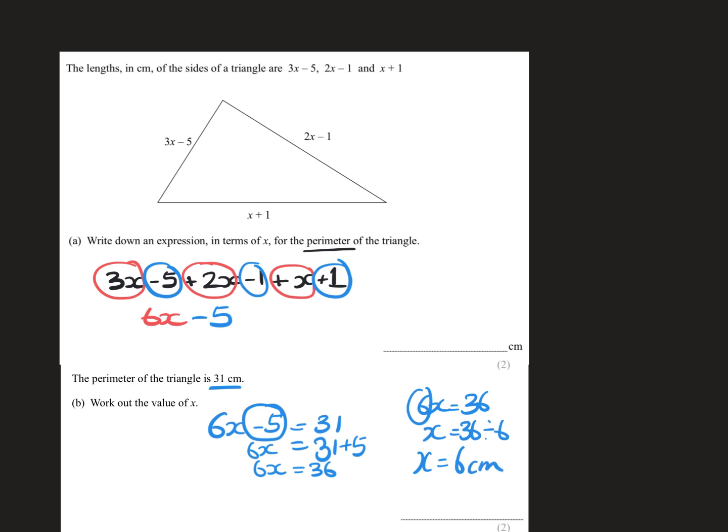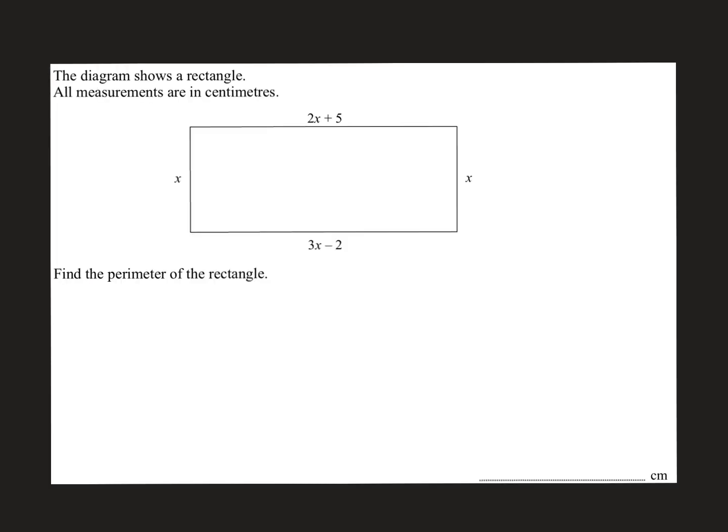So let's take a look at another equation involving shapes where we have to form an equation and solve it. So here we have the diagram shows a rectangle. All measurements are in centimetres, and it says find the perimeter of the rectangle. So again, the perimeter is the distance the whole way around the outside. Now, we can't find the perimeter of the rectangle until we know what x is. We want to solve x.